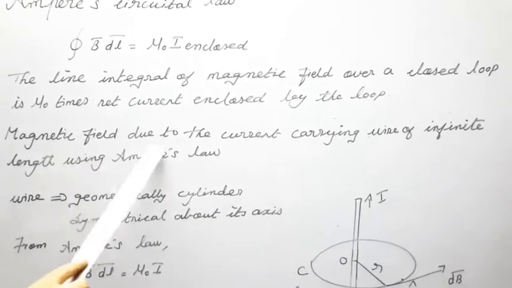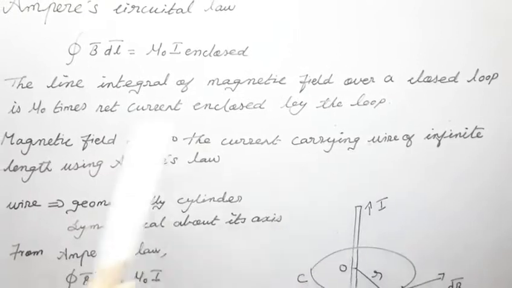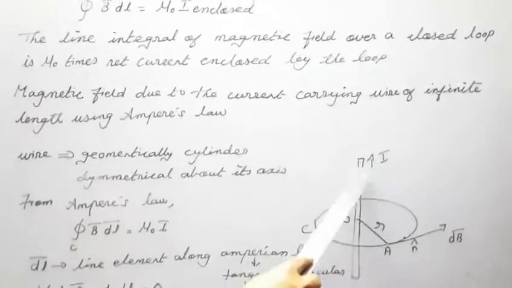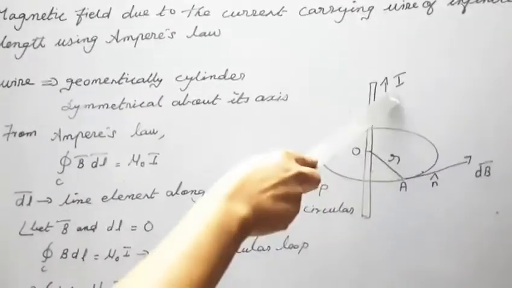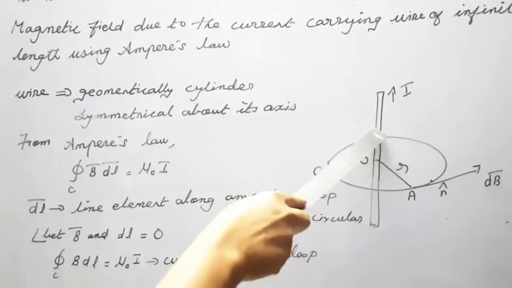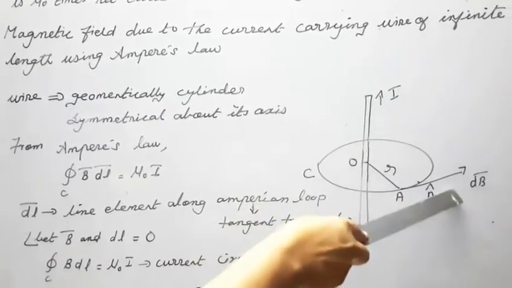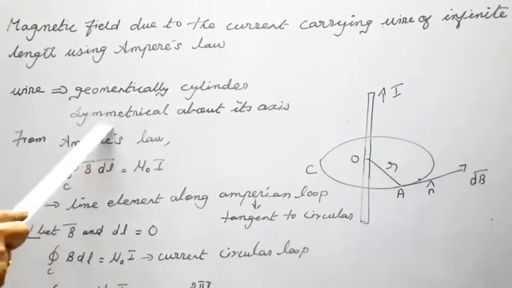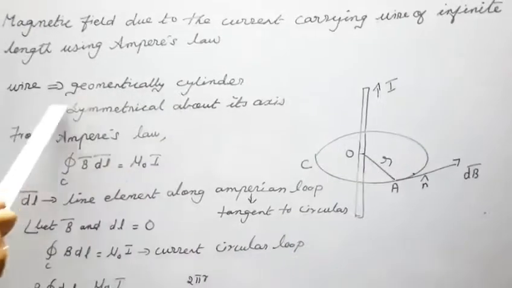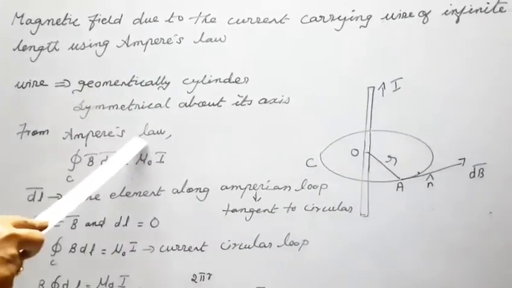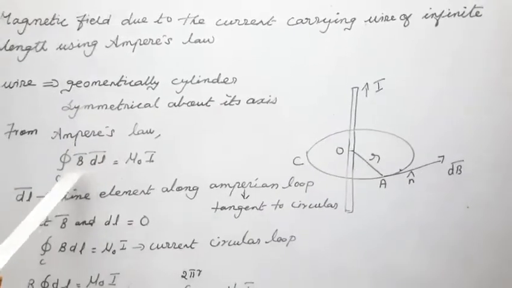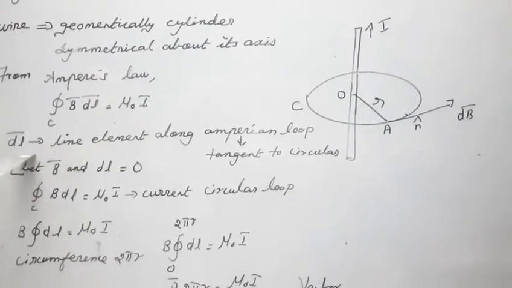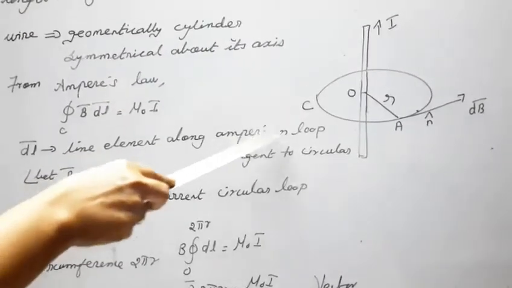Our next topic is magnetic field due to a current carrying wire of infinite length using Ampere's law. Let us consider a straight conductor of infinite length carrying current I, and the direction of the magnetic field as shown in the diagram. Since the wire is geometrically cylindrical in shape and cylindrical about its axis, from Ampere's law, we can write the closed integral of B vector dot dl vector equals μ naught I, where dl is a line integral along the Amperian loop.